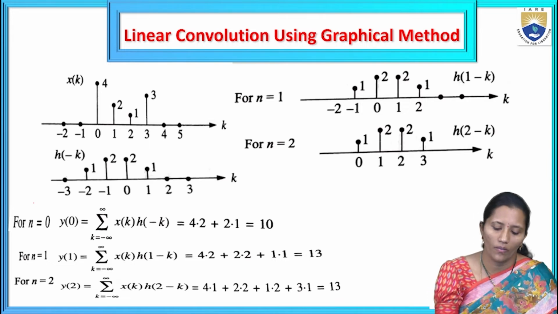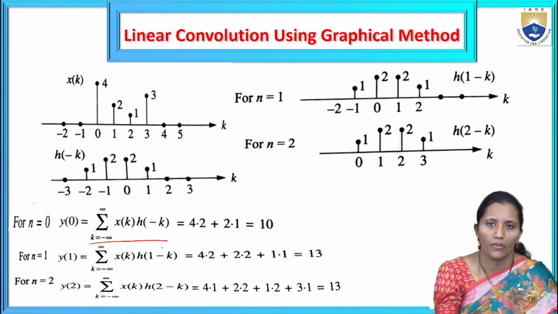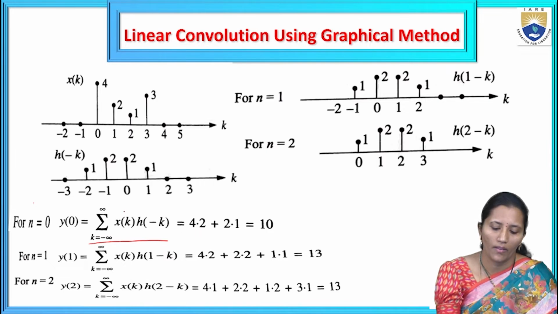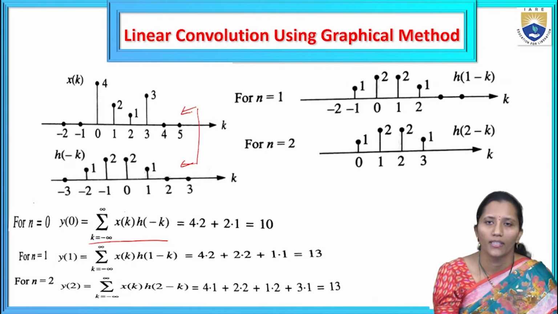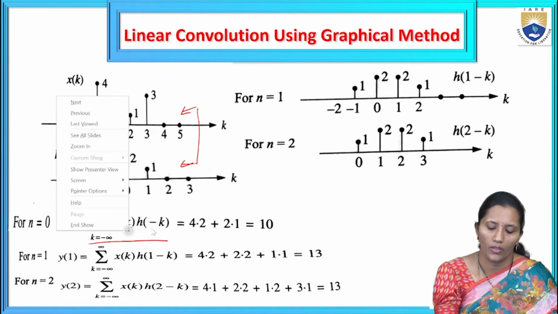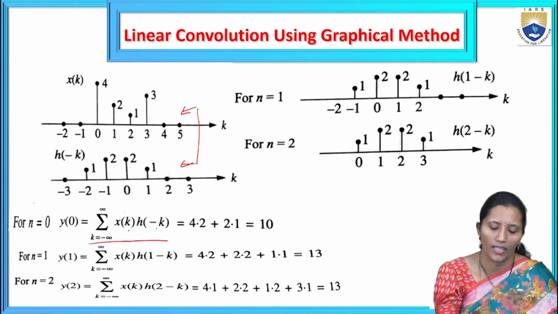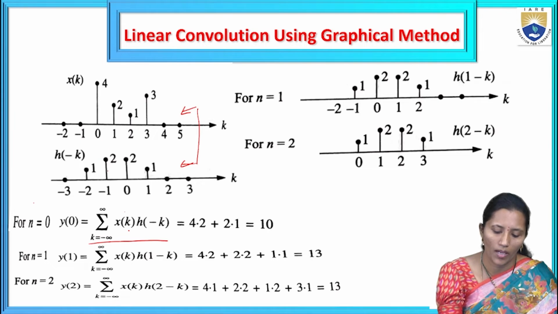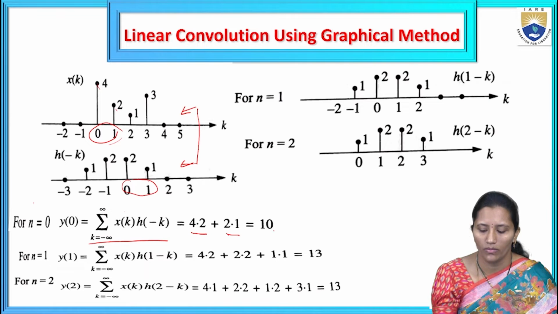To get the n is equal to 0 value, in the formula if you substitute n is equal to 0, we will get the sum over k from minus infinity to infinity of x of k into h of minus k. So these two sequences will be multiplied: x of k into h of n minus k. The corresponding values will be multiplied here. The common values we have here are the 0 and 1 samples. So 4 into 2 for the 0th sample amplitudes, and for 1 it is 2 into 1. These two will be added: 8 plus 2, you will get 10.